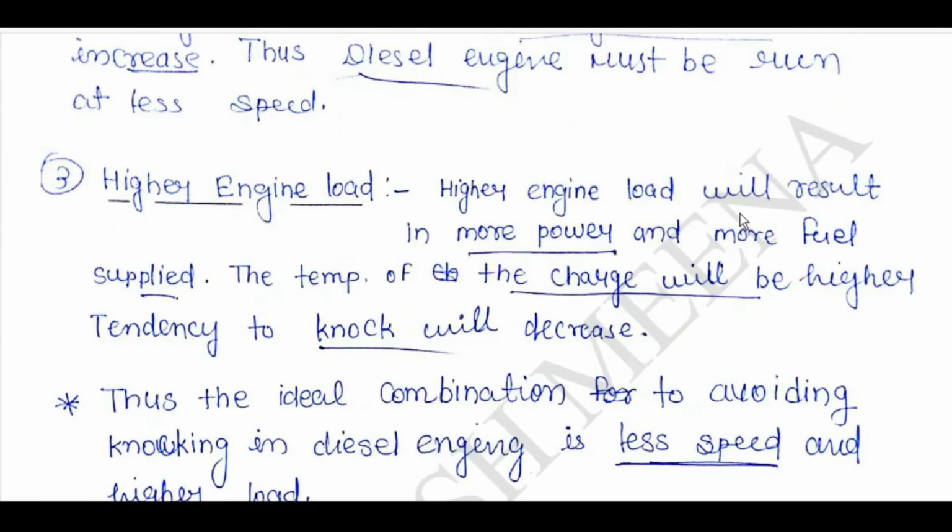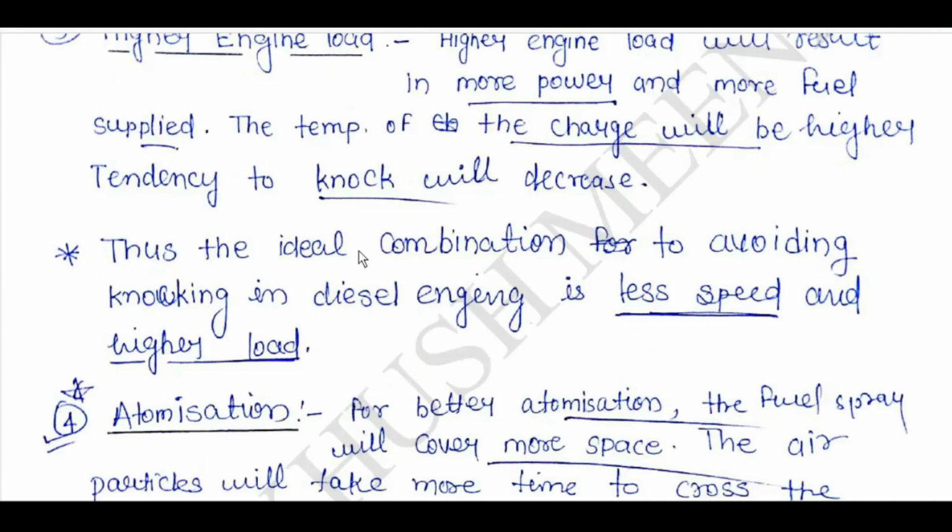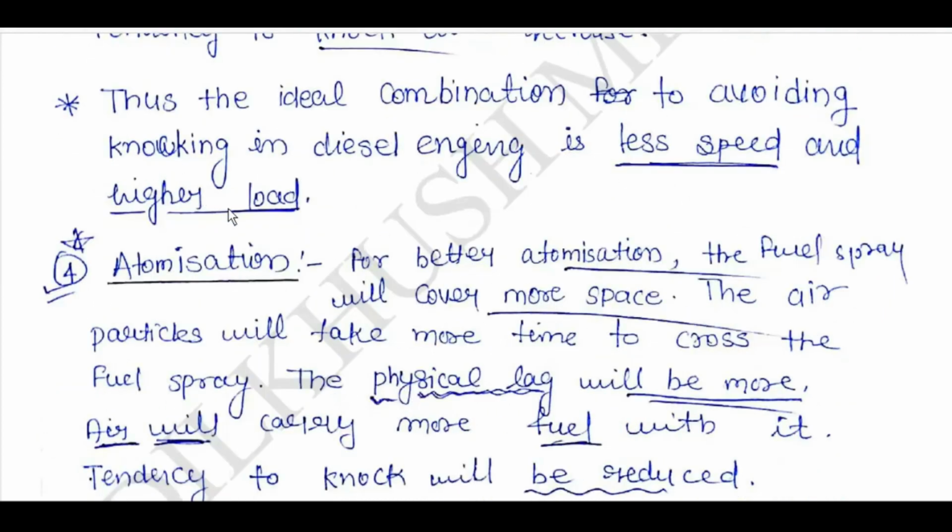Higher engine load will result in more power and more fuel supplied. The temperature of the charge will be higher. The tendency to knock will decrease. Thus, the ideal combination to avoid knocking in a diesel engine is less speed and higher load.